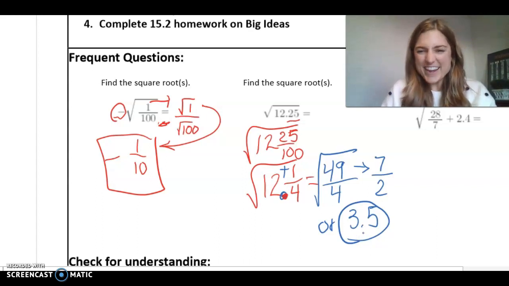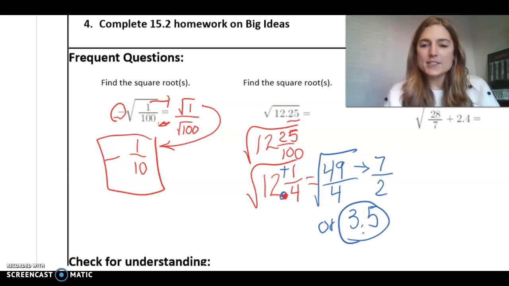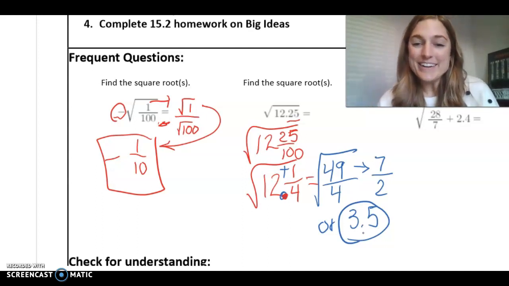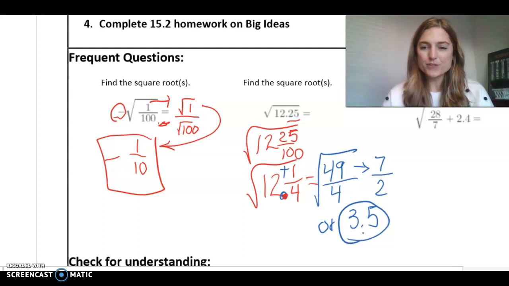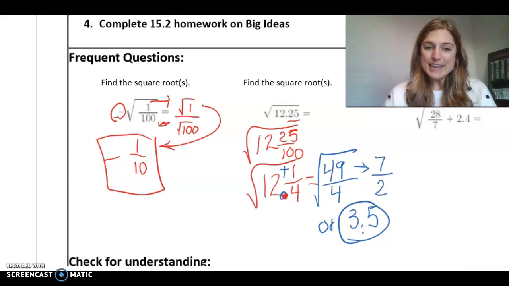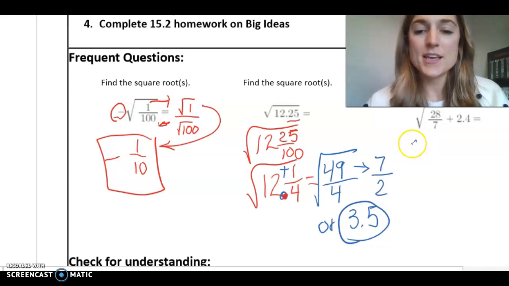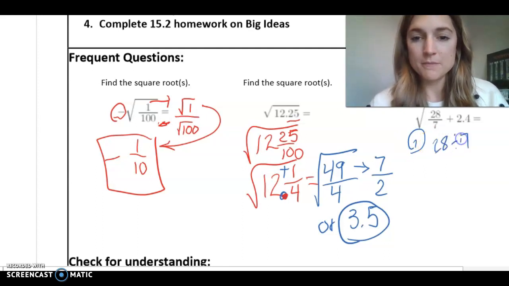Awesome. So hopefully that kind of answered some of your questions on misconceptions that you guys have been having. And so you're going to apply that when you evaluate expressions as well. So this last frequent question one, I should say, says evaluate the expression: the square root of 28 over 7 plus 2.4. So this one I can't really break apart the top and the bottom because those aren't perfect squares. So what I would do in this case is actually do step 1, 28 divided by 7.